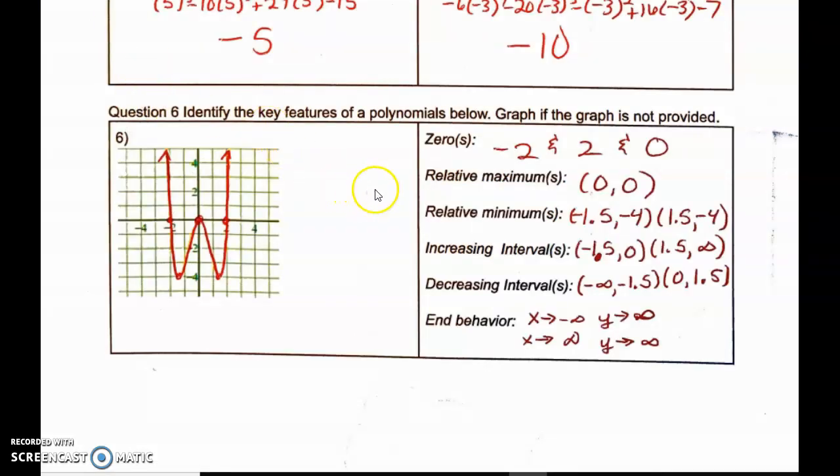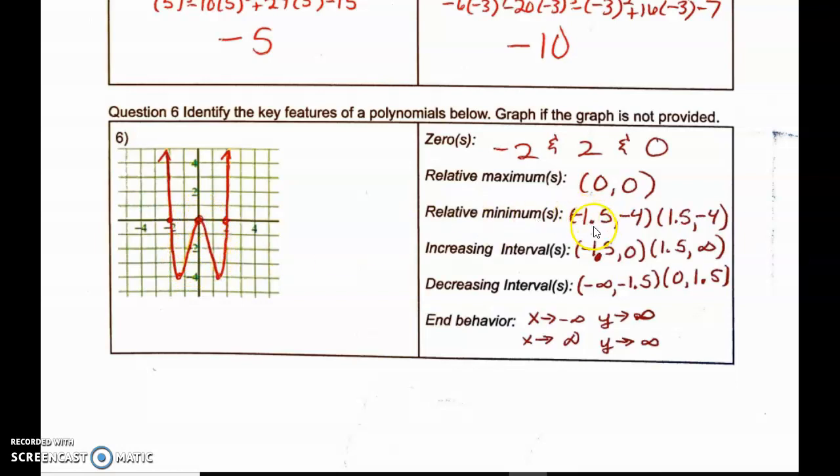Here's the answer to number 6. The zeros, or the x-intercepts, there are 3 of them. One at -2, one here at 0, and one here at +2. The relative maximums, that's where a function changes from increasing to decreasing. That's right here at 0, 0. So the point 0, 0 is a relative maximum.